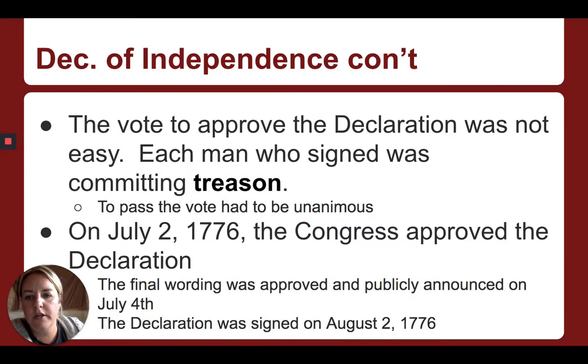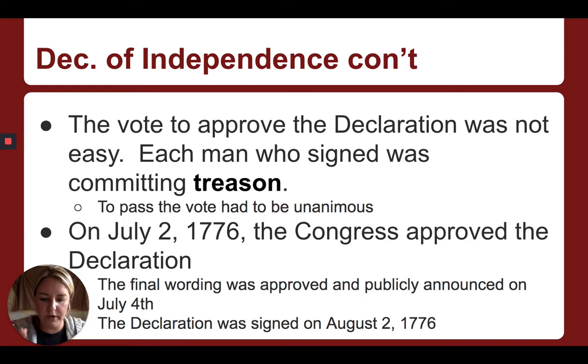All right, so the vote to approve the Declaration was not a slam dunk. It was not easy, as I mentioned before. One of the biggest reasons why is because signing this document was like declaring to the world that you are committing treason. Do we know what treason is? Treason means basically you are going against or trying to overthrow your government. The punishment for treason then and now is death. And so they were committing to that by signing their name.